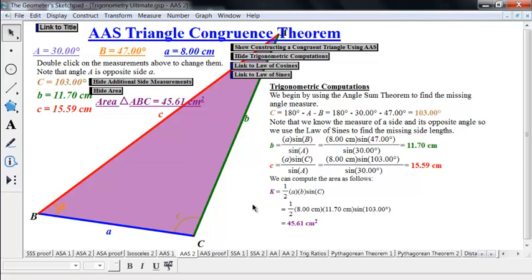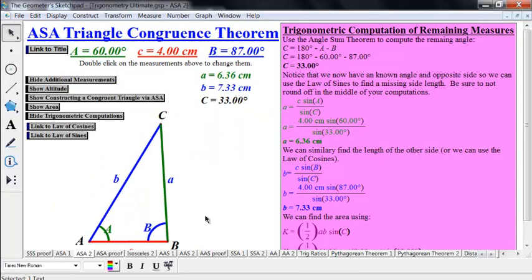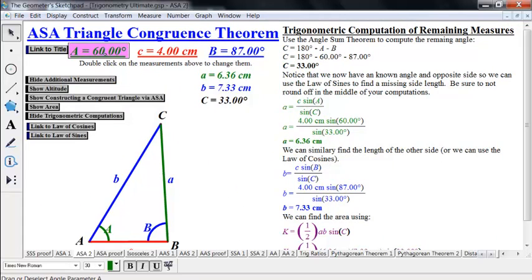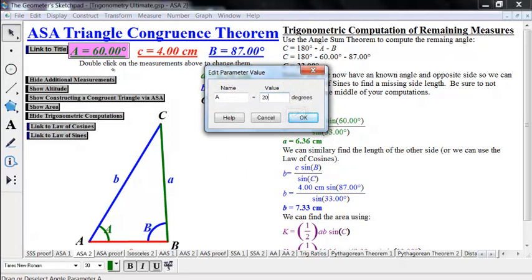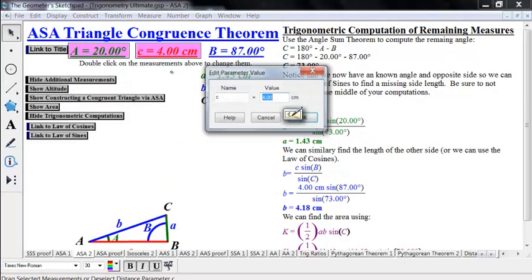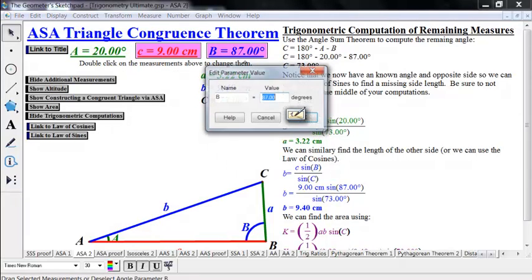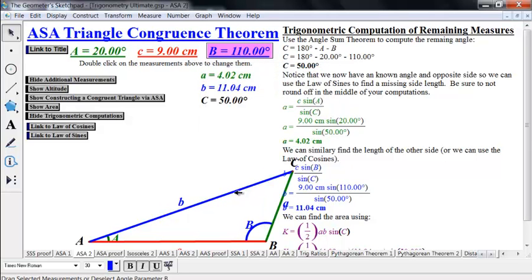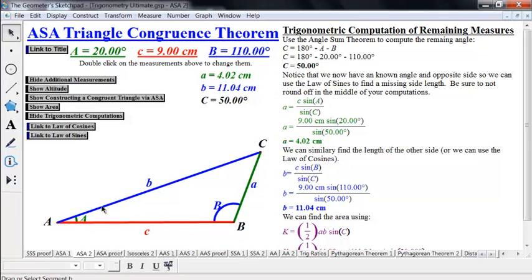Let's try one more. 20 degrees, 9 centimeters, 110 degrees. Figure that one out, come back. Press pause now. Well, this time it's the angle side angle situation where we're starting with 20 degrees here. The side in between is 9 centimeters and the other angle on the other side is 110 degrees. And so it's going to look just like this.